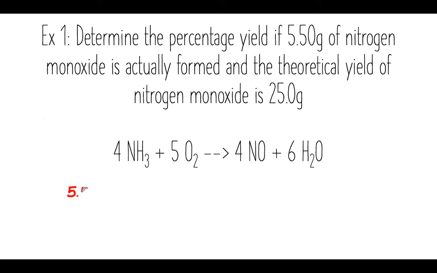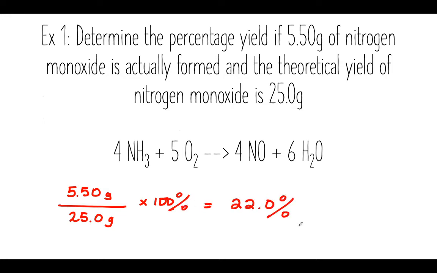So 5.50 grams. I'm not going to write the formula out because you have that in your notes. So I know that my actual yield goes in the numerator spot, 5.50 grams. And they very, very clearly tell you that the theoretical yield is 25.0 grams. So 25.0 grams. So when I divide the actual yield by the theoretical yield and multiply it by 100%, I'm going to get 22.0%. This is the percentage yield of this particular question.